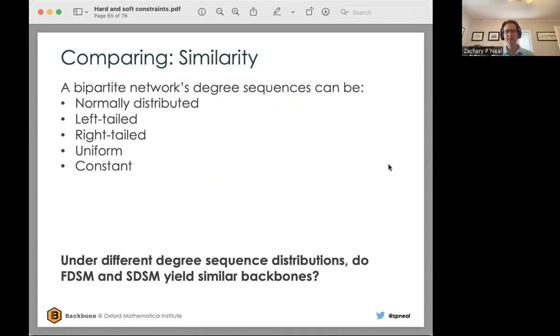So the last, and this is sort of the crux of the comparison, is asking, do they give us the same kind of backbone? Can we use hard and soft constraints interchangeably? And one of the things that might impact that is the distribution of degree sequences. So in a bipartite network, the degree sequences can have lots of different distributions. They could be normally distributed, left tail, right tail, uniform, constant. And so the question we've explored here is, under different degree sequence distributions, does FDSM with hard constraints and SDSM with soft constraints yield the same kinds of backbones?